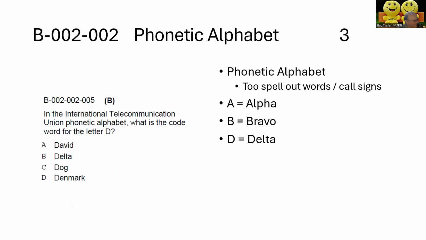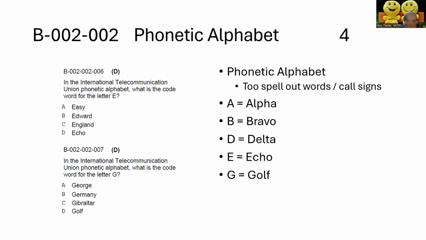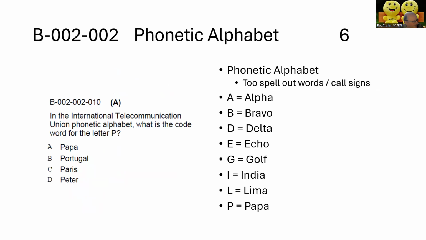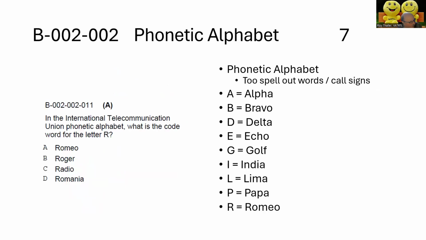So what's the letter D? D is Delta. What is the letter E? E is Echo. And what is the letter G? G is Golf. What is the letter I? The letter I is India. And what is the letter L? The letter L is Lima. And then what is the letter P? The P is Papa. And then what is the letter R? And the R is Romeo.